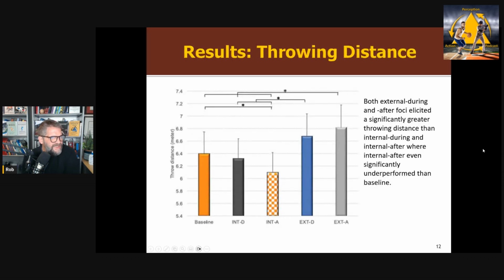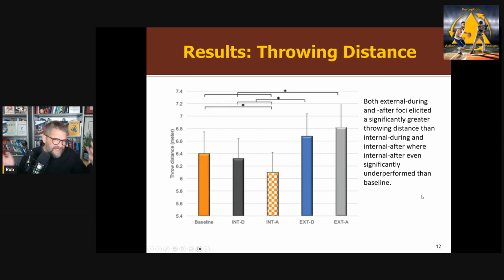Here's what they found. So throwing distance. So baseline, here's the distance in meters, 6 meters. Here's the different extension. Main effect they found was that both external during and after had greater throwing distance than internal during and internal after. Okay, and internal after was worse than baseline. So you can see baseline, either of the internal, whether it's during or after, both resulted in shorter distance than the baseline. External, both resulted in further distance.